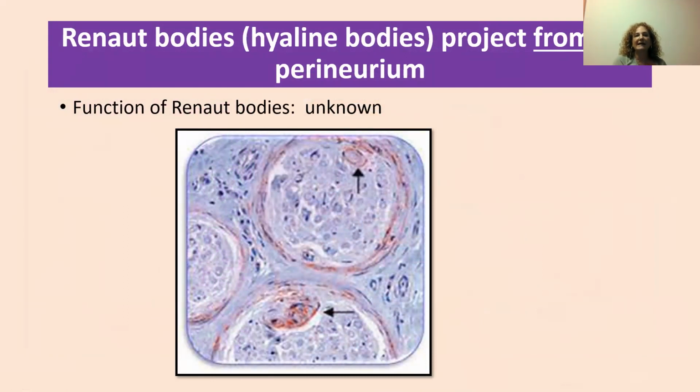It's called the Renaut body. And the Renaut body does not have a known function, but it's definitely there in the nerve. We have yet to figure out what its job is, but there are these hyaline bodies, which are like a dense eosinophilic type of body that protrudes out of the perineurium and extends into the endoneurium. These are Renaut bodies, function unknown.